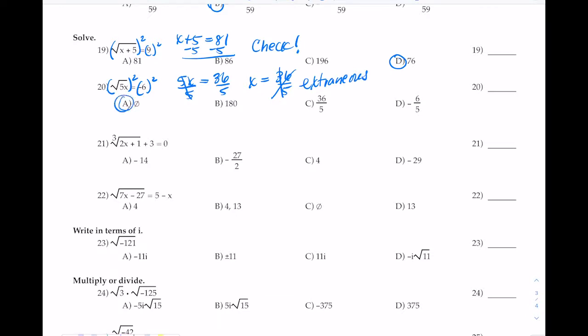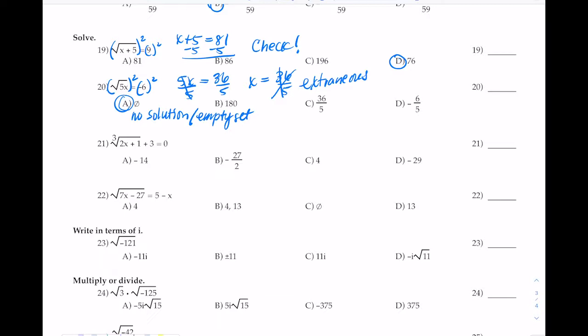So here the answer is A, which, remember, that symbol just means no solution. It also means empty set. So the answer would not be 36 fifths. So remember, you want to always check your answer. For roots that are odd, you really won't run into an issue. It's good to check just to make sure your answer is valid and that you calculated everything correctly, but you won't end up with imaginary numbers because you can take odd roots of negatives.